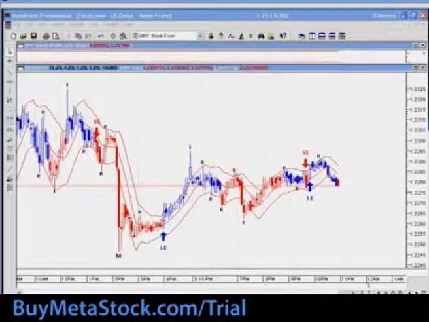SE means short entry and LE means long entry. So SE and LE mean prepare for a short entry, prepare for a long entry.